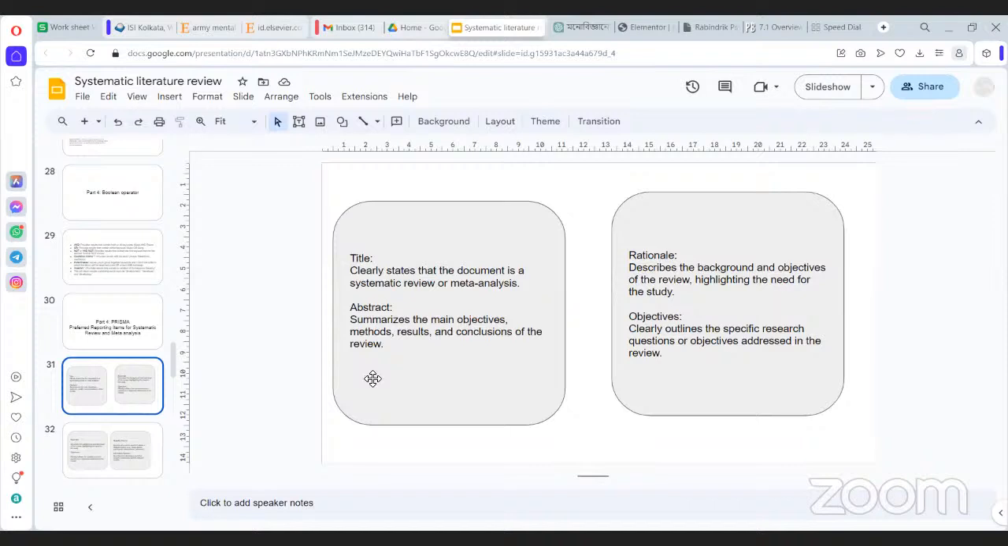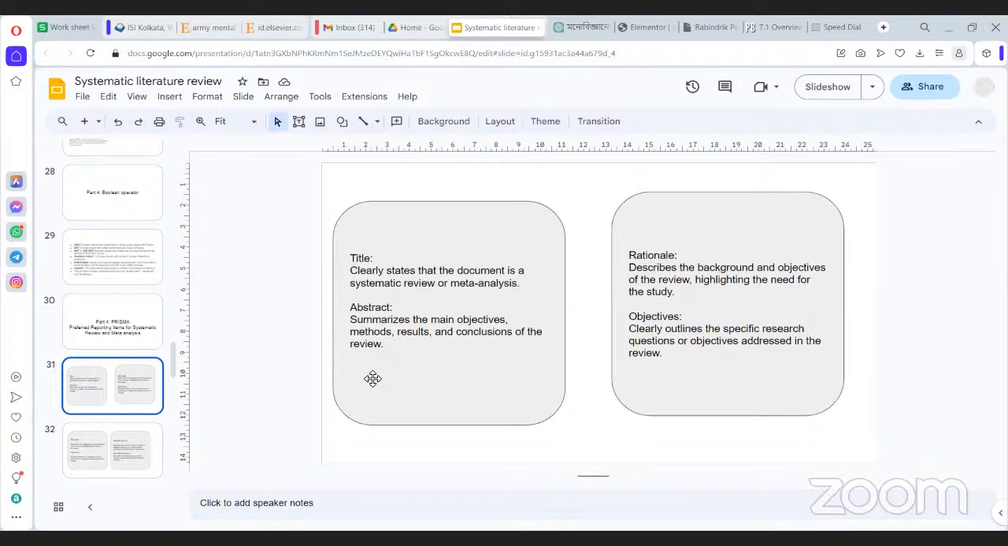So, Shumana, please, title. Title clearly states that the document is a systematic review or meta-analysis. I have already told you, in your title you have to mention that you have followed a systematic review or meta-analysis. You have to mention it.